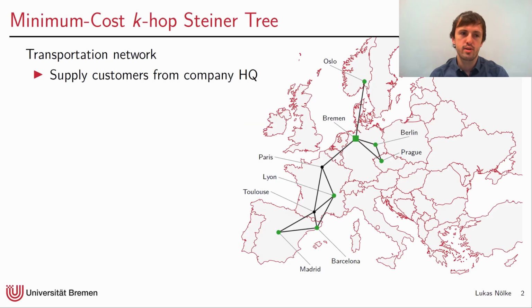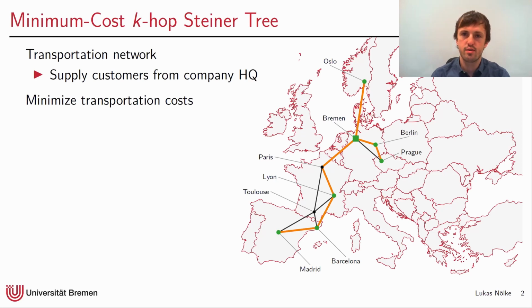Let's define the problem in a more informal setting first. So consider the following situation. You have a company whose headquarters are in Bremen, and you have some customers in Oslo, Berlin, Prague, Lyon, Barcelona, and Madrid, where you want to deliver some goods to. Now, in the classical Steiner tree problem, you search for a transportation network of minimum cost that connects your headquarters to each of these cities. So this would be, in this case, a minimum cost Steiner tree.